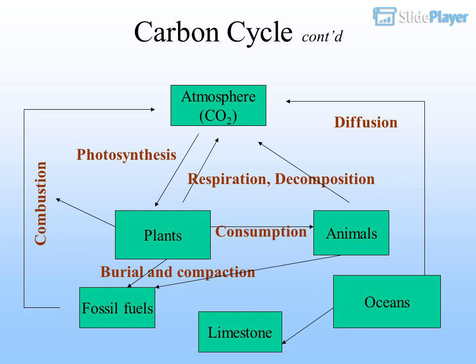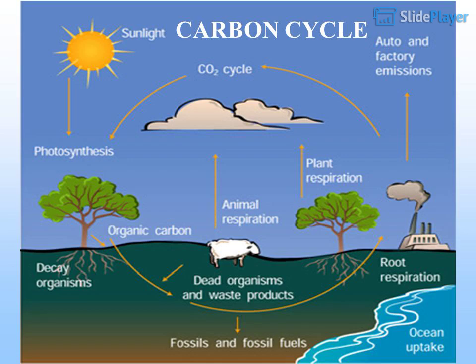Carbon cycle: atmosphere, CO2, diffusion, photosynthesis, respiration, decomposition, combustion, plants, animals, consumption, burial and compaction, oceans, fossil fuels, limestone. Atmosphere 750. Vegetation 610. Soils 1580.